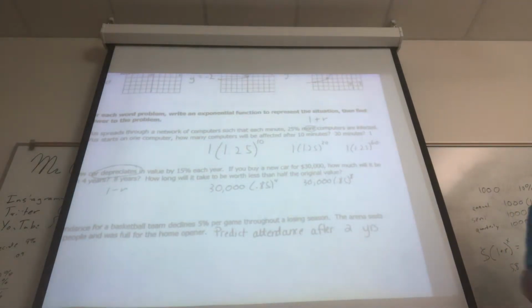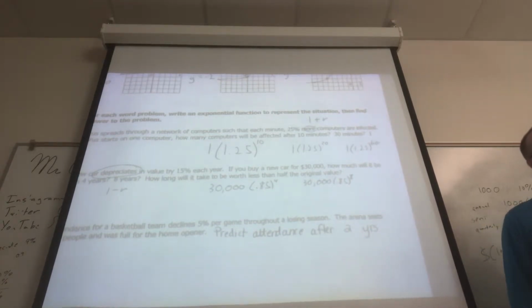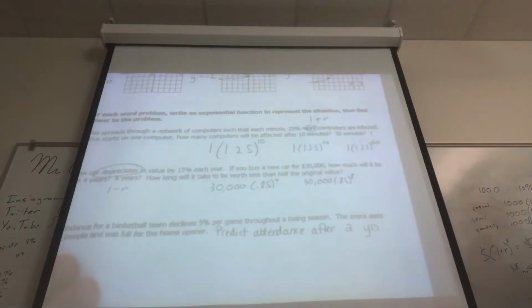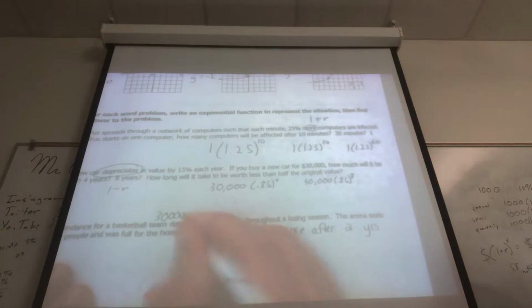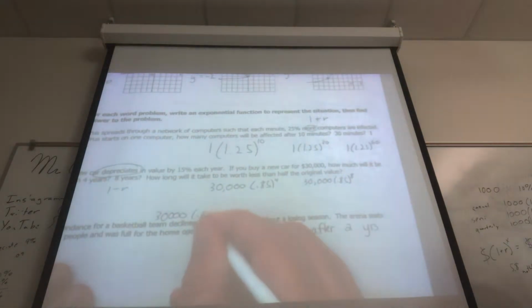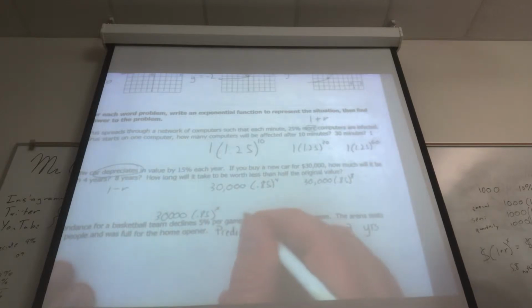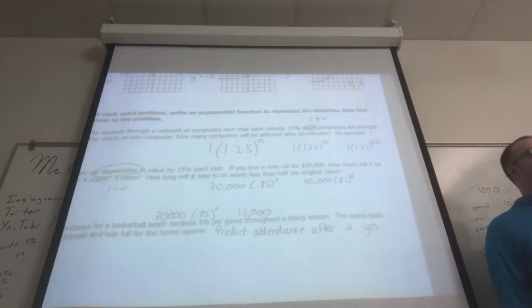And then how long will it take to be worth less than half of the original value? You can just sit there multiplying it by 0.85 over and over again, if that's your bag, or you could just, especially in Desmos, but you probably won't have Desmos on the test, on the calculator, you can just graph 30,000 is equal to 0.85 to the x, and then also graph 15,000 because that would be half of that original value.